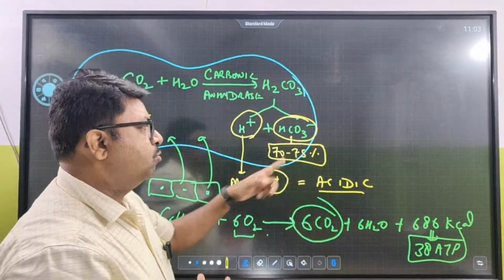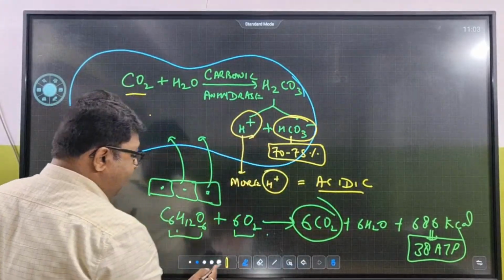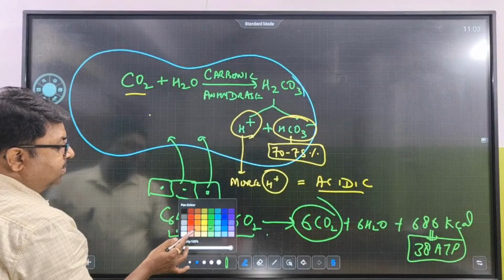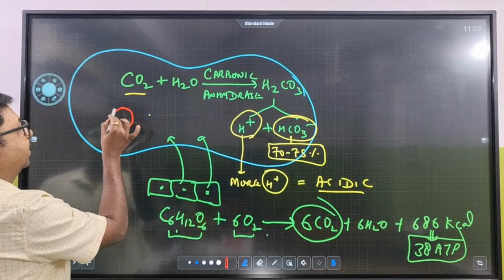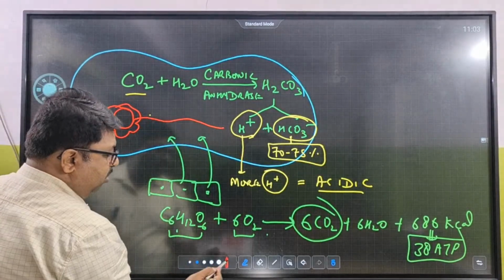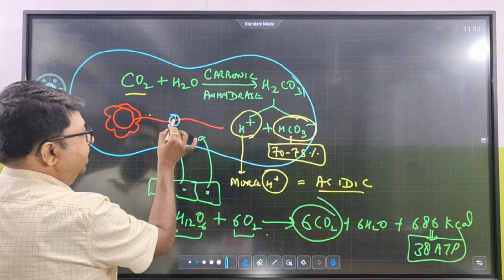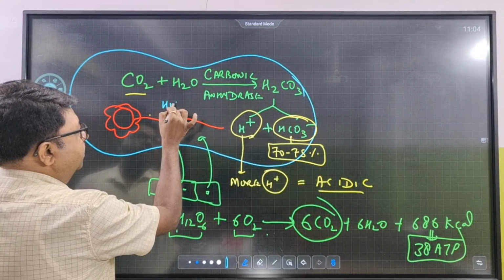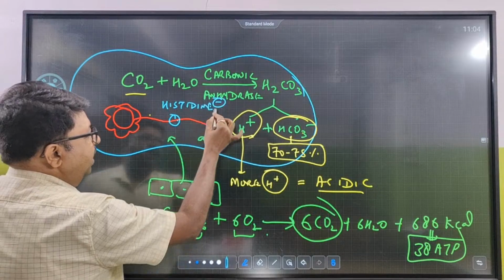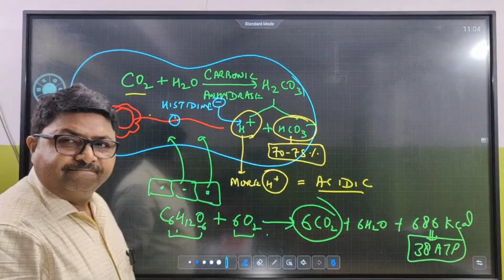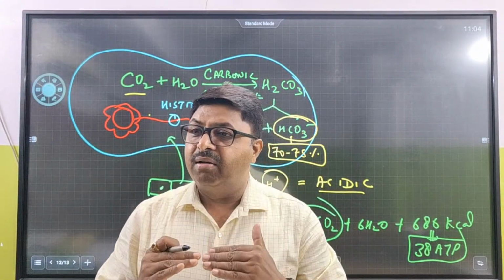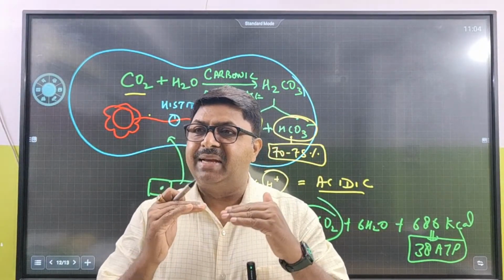So your blood is having more H plus ions. So this H plus ion has to be arrested. Who is going to arrest this H plus ion? Inside RBC, there is hemoglobin, and in hemoglobin there is an amino acid called histidine, and this histidine is having a charge. It is going to arrest this H plus ion and make the blood neutral. So it tries to maintain acid-base balance.